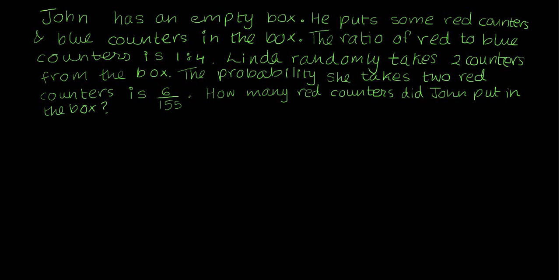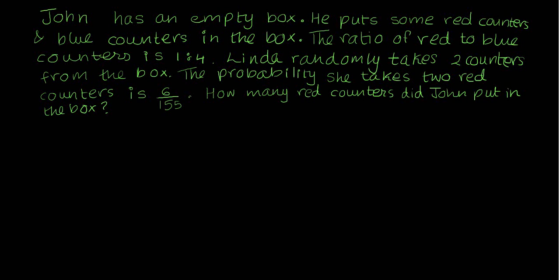Linda randomly takes two counters from the box. The probability she takes two red counters is 6 over 155. How many red counters did John put into the box? Okay, let's try and attempt this question. See if we can solve this.